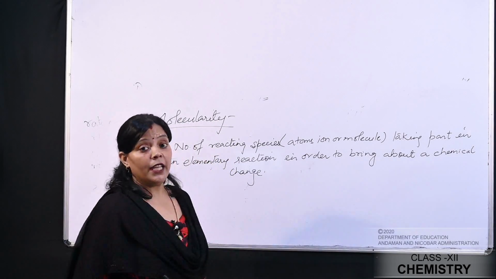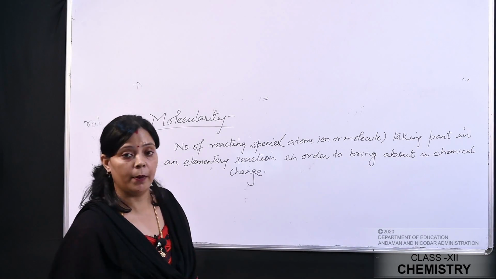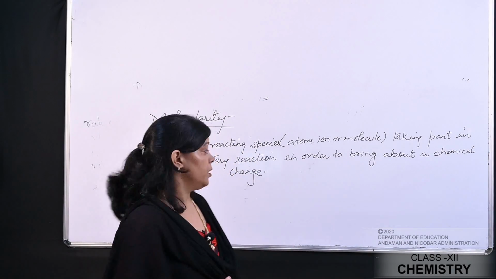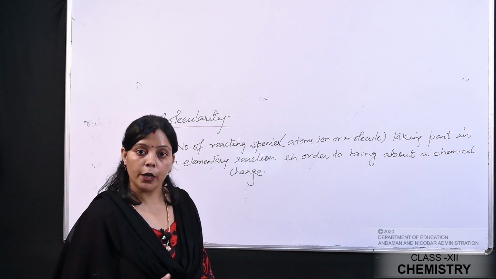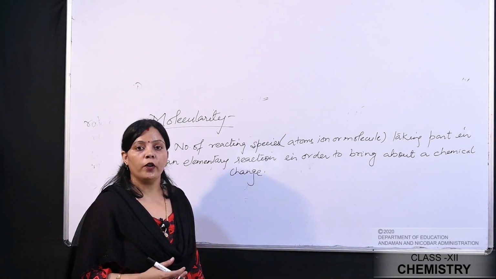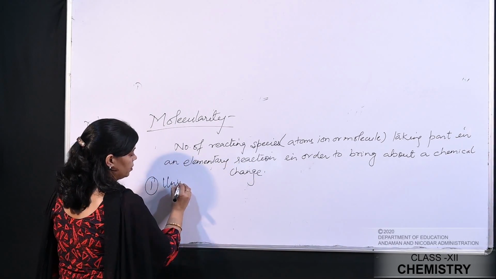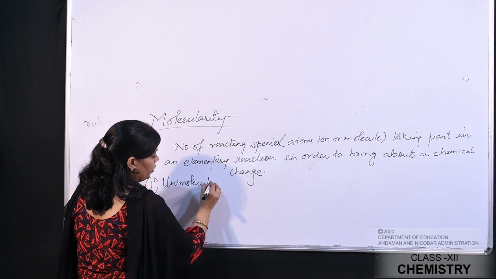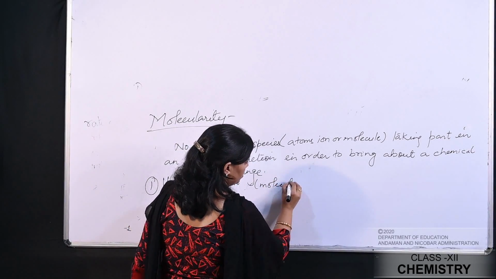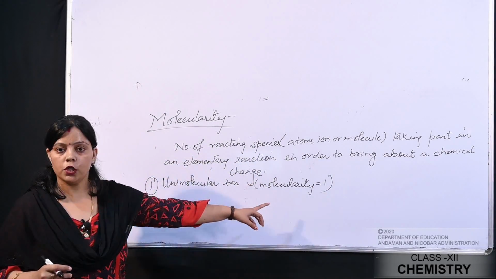So, in the case of an elementary reaction, we can calculate the molecularity of a reaction simply by the sum of the number of molecules of the different reactants which are present in a balanced chemical equation. On the basis of the number of molecules taking part in the chemical reaction, the molecularity can be classified into three classes. The first one is the unimolecular reaction, when the molecularity is equal to 1.